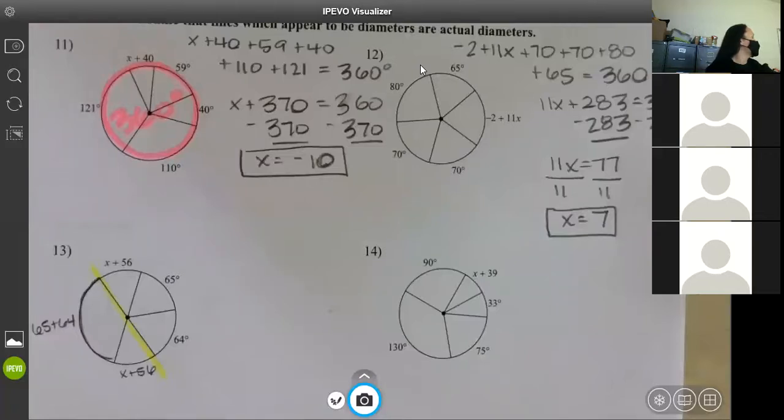What's a diameter do to the circle? What's a diameter do to a circle? It's not a complicated question. It's not crazy. Look at it. What's it do to it? Splits it in half, right? What's half a circle? If a full circle is 360, what's half a circle?